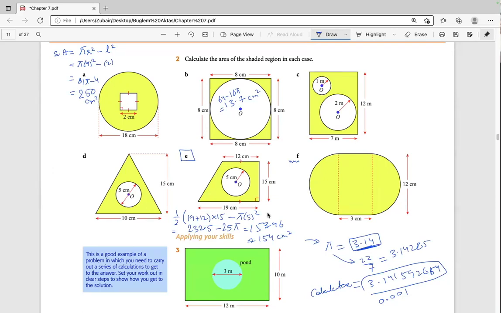Yeah, 36 pi plus 36. Okay, I am looking at it as one circle when I combine these two. So that is pi r square plus 3 into 12. Yes, 36 pi plus 36.